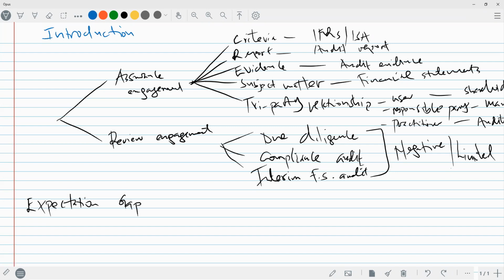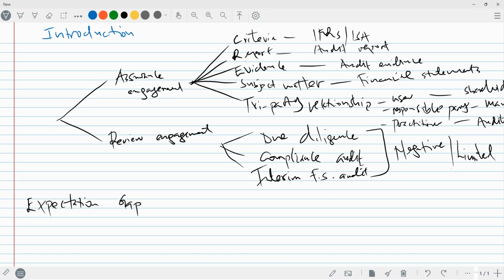Yes, Karen. Touching the same point: under review engagement, you gave us two major categories, which are attestation engagement and direct reporting engagement. Are these two types of review engagement, or are they still part of assurance engagement?